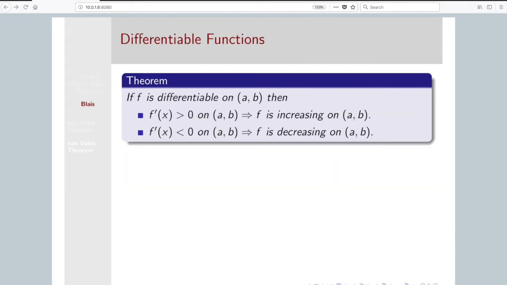Now, if we add the caveat that f is a differentiable function on AB, then it turns out that f prime of x being positive on AB implies that f is increasing on AB. If f prime of x is negative on AB, that implies that f is decreasing on AB.